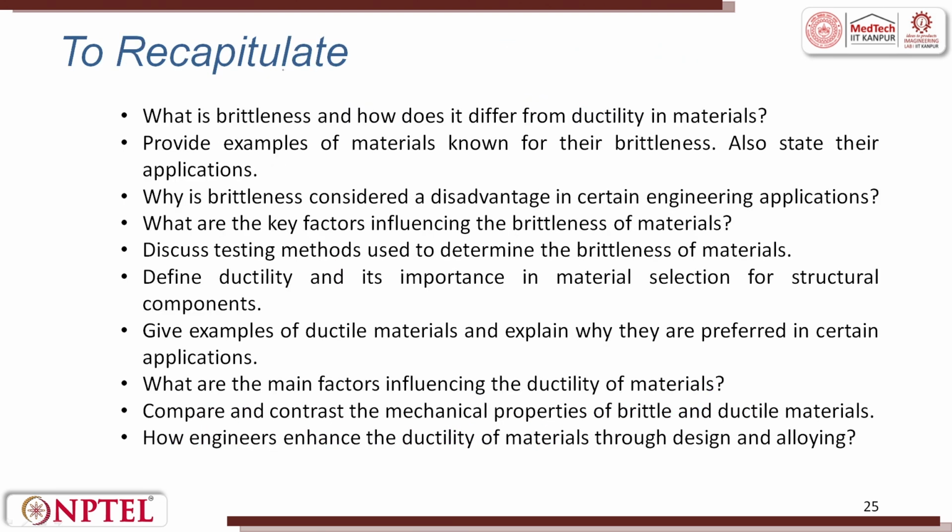So in this lecture, we saw what brittleness is and how it differs from ductility. We provided some examples of brittleness. Brittleness is considered a disadvantage in certain engineering applications. We covered the key factors influencing brittleness, and the test which is used for brittleness. From there we moved towards ductility, understood different examples of ductility, and found out the main factors influencing ductility. We compared brittleness and ductility. Finally, we saw how ductility and brittleness help in engineering design.